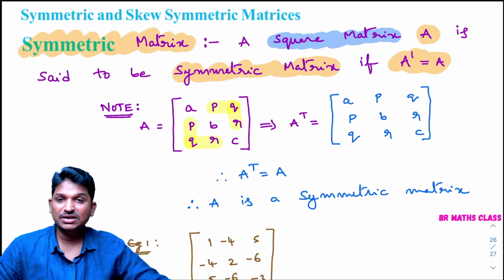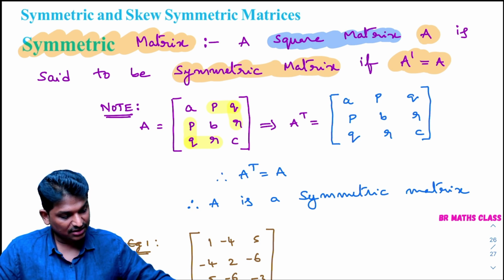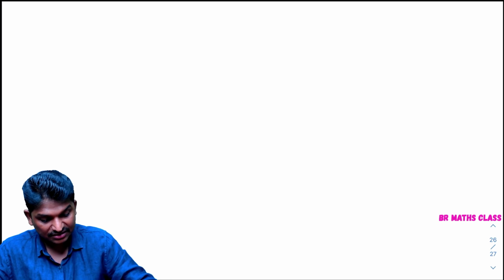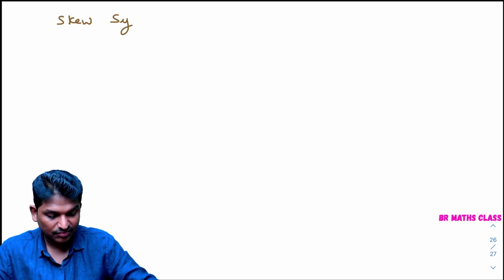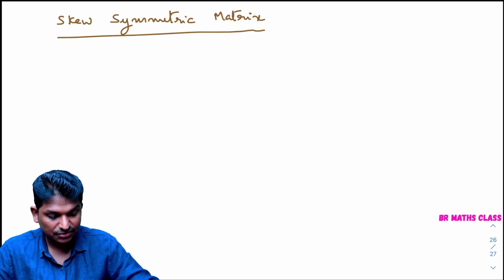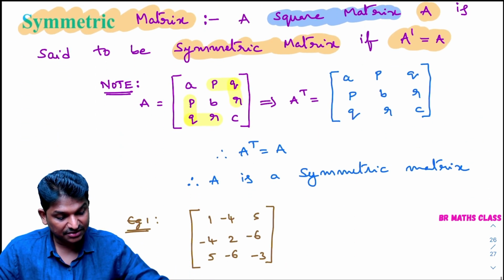Now let's see what is the definition of skew symmetric matrix. Okay, skew symmetric matrix, we'll write it. What is the definition of skew symmetric matrix? A square matrix A is said to be skew symmetric.